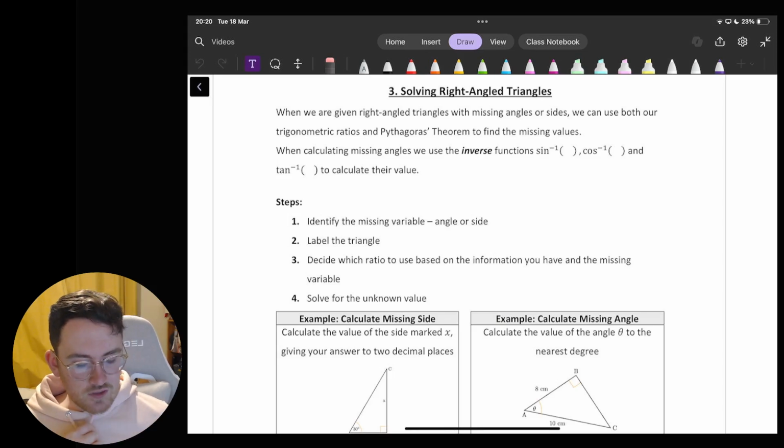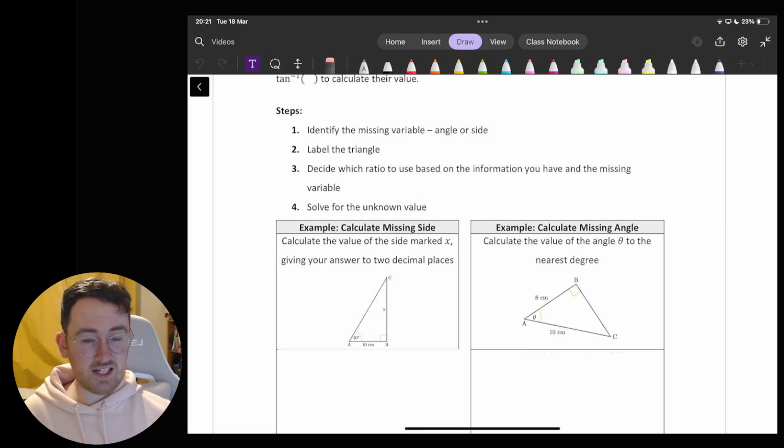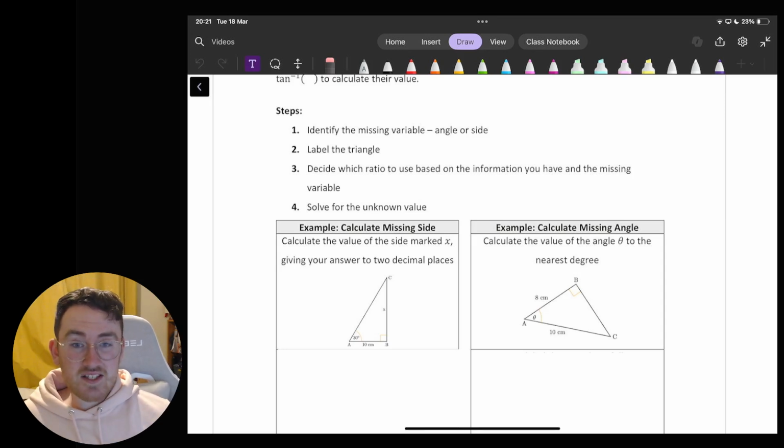So the main thing, first of all, is going to be identifying which is missing, whether it is angle or side, labeling my triangle with reference to the information that I do have, and deciding which ratio to use based on that information. Generally, with a right angle triangle question, we would expect that at some point we would need to use a ratio, particularly if angles are involved. Pythagoras is primarily used where it's only sides, and then we would solve for whatever the unknown value is.